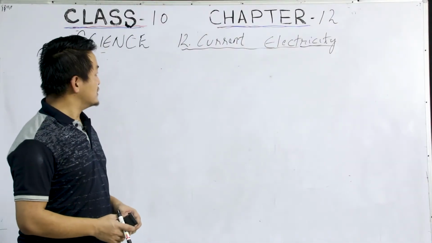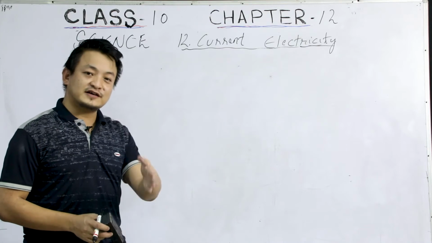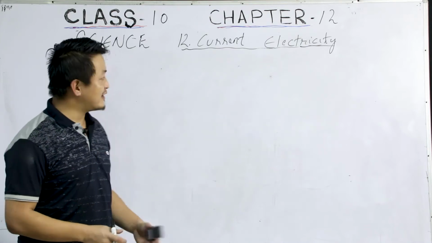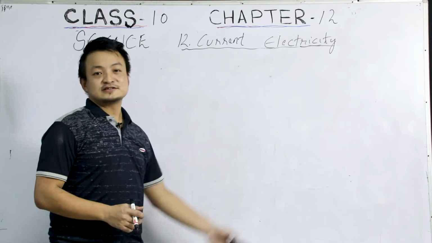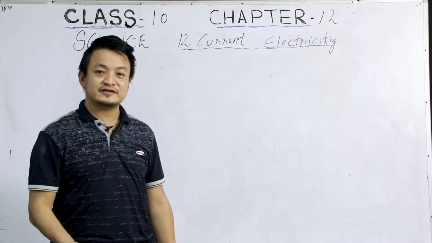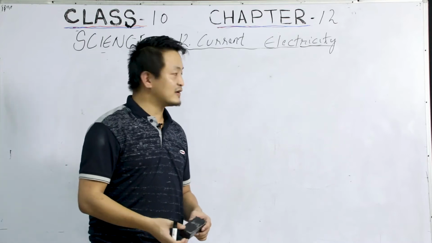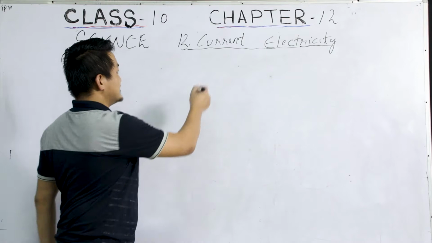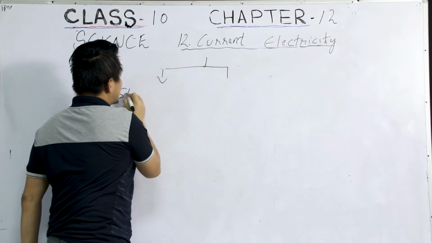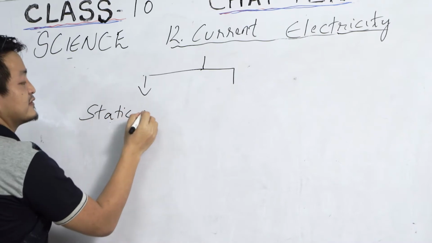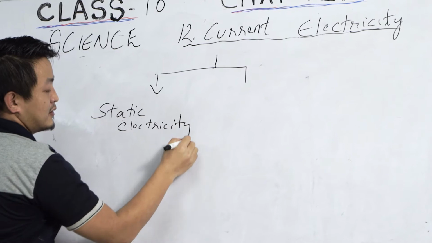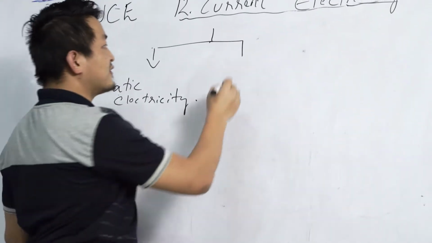So today we will start a new chapter from physics portion, that is chapter 12, current electricity. Now electricity is very important, right? We are all dependent on electricity in our everyday life, clear? Now electricity, we can study in two types, that is static electricity and current electricity.